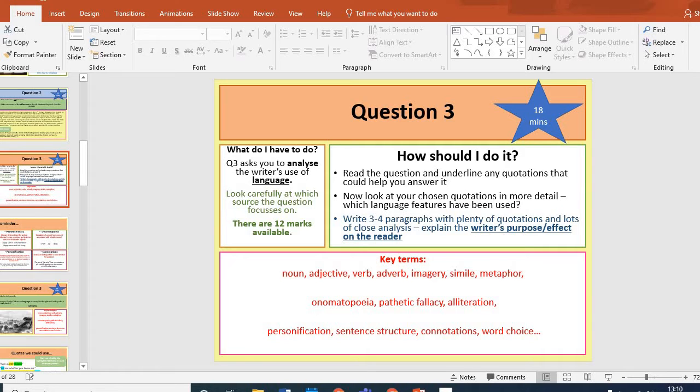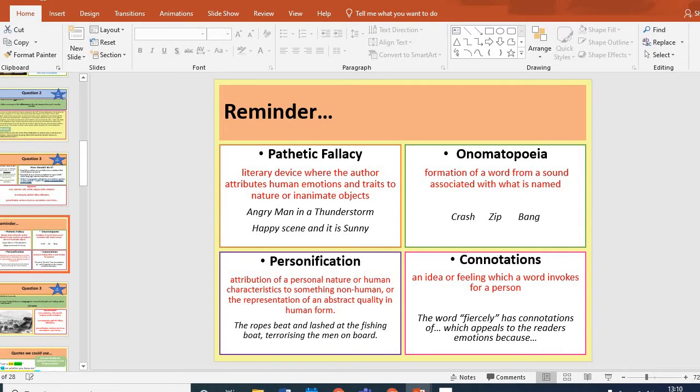Lots of those should be really familiar to you. Some of them are a little bit more abstract, and you may struggle to come up with their definitions. So on this slide here, I go through some of them.